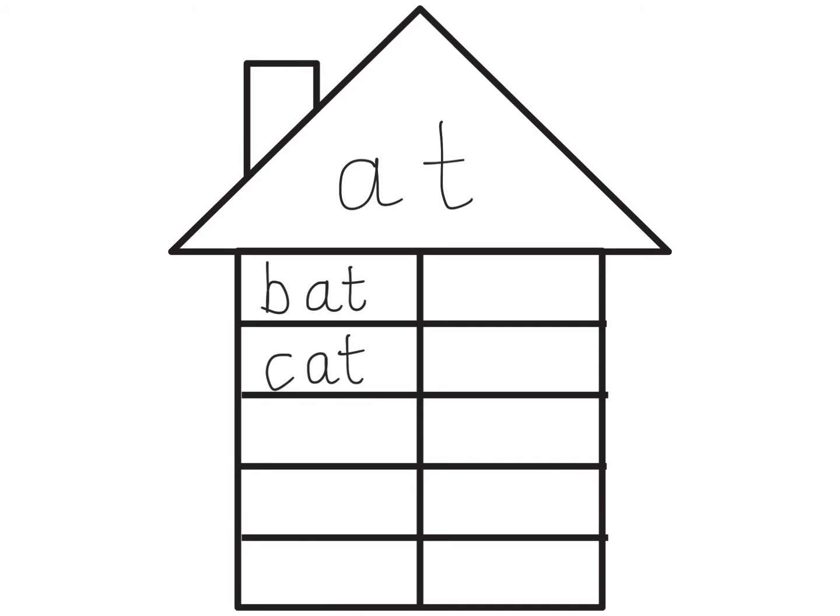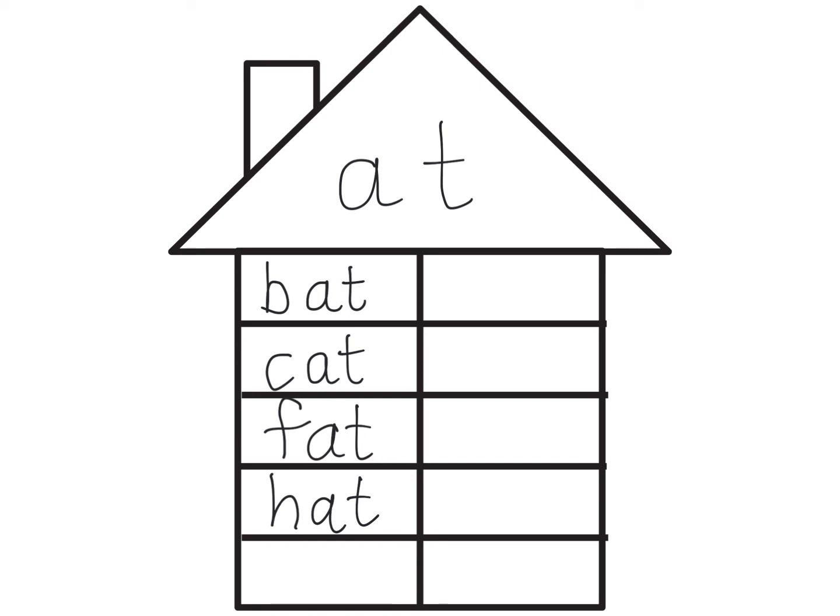Let's isolate that first sound. It's f. So what says f? That's going to be an F. F, at, fat. Our next word is going to be hat. Let's isolate the first sound. It's h. What says h? It's going to be an H. H, at, hat. Our next word is mat.